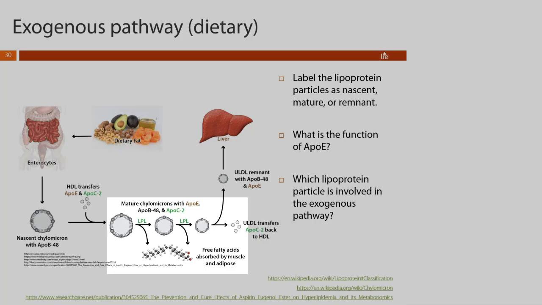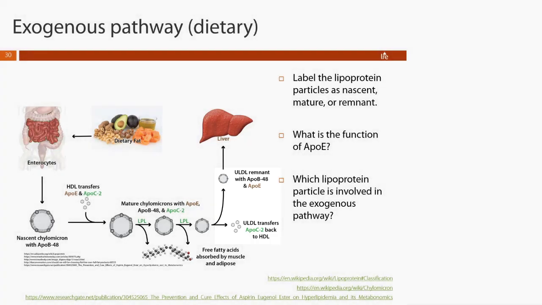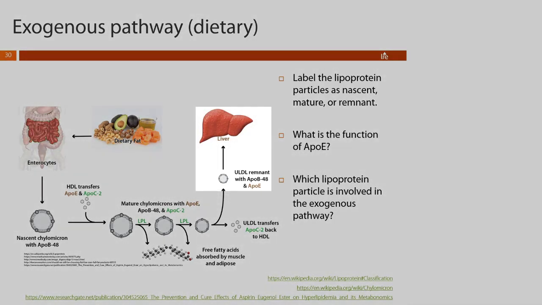So once enough of these triglycerides have been cleaved, broken down into free fatty acids, our mature chylomicron is going to get smaller and smaller. And this is going to cause protein ApoC2 to dissociate, and it's going to give it back to a high density lipoprotein. So now we have what we call a chylomicron remnant. And this chylomicron remnant is led to the liver for breakdown through the action of protein ApoE.